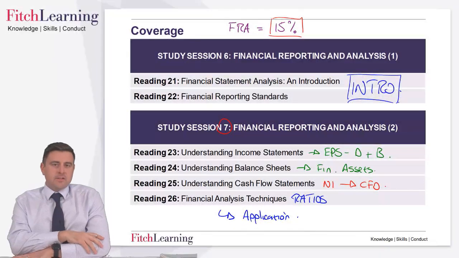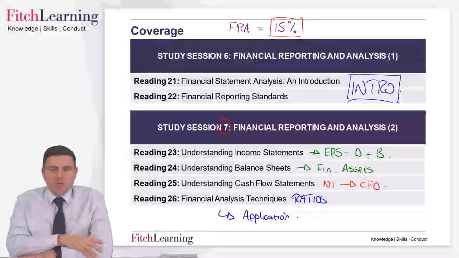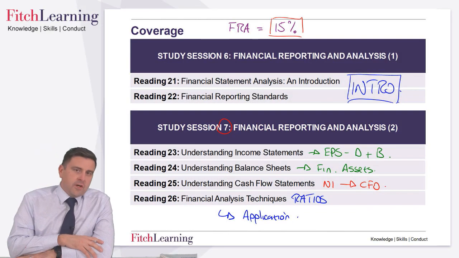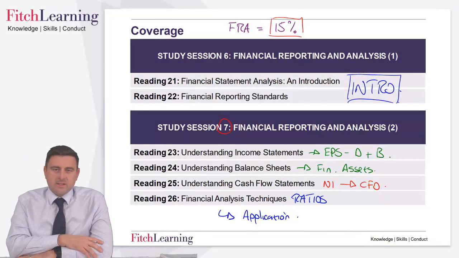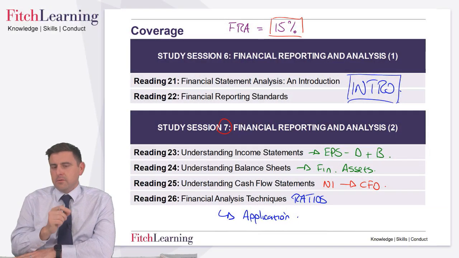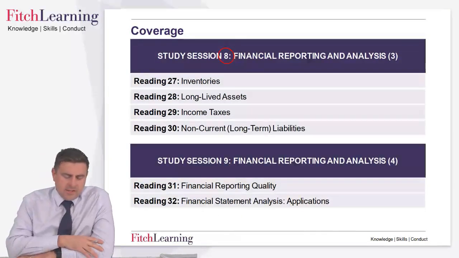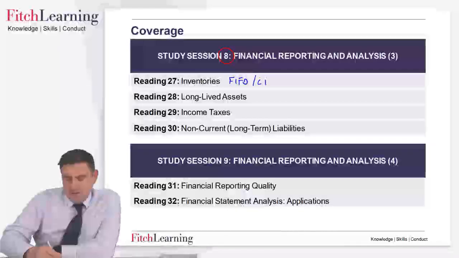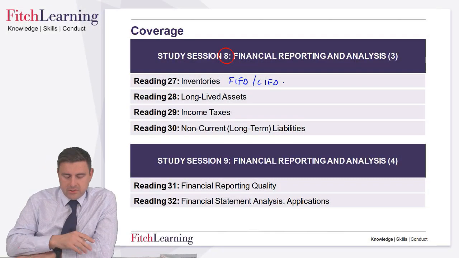I'll give you a few tasters later on when we look at the lease accounting, for example, because you'll find that the same general ratios seem to pop up again and again and again in their application to FIFO, LIFO, accelerated versus straight line depreciation, operating leases, capital leases. So I think you learn a lot of the ratios by their application that you see here in study session 8. So for example, inventory, your choice of FIFO, LIFO to account for your cost of goods sold has an impact on ratios.